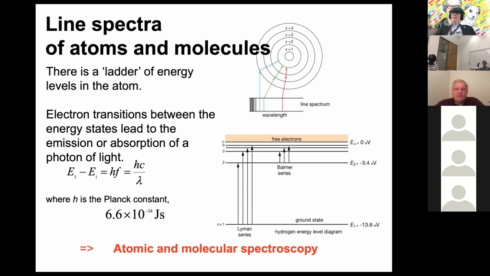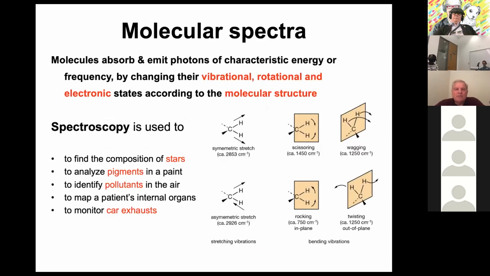And anyway, that's the birth of atomic and molecular spectroscopy, which has spawned numerous applications. We basically can identify molecules, even small impurities in various samples. We find composition of stars. We can analyze pigments in the paint, identify pollutants in the air, and monitor car exhausts, and so on and so forth. There is basically no end to spectral line analysis or spectroscopy.